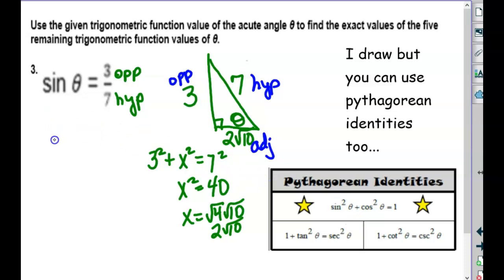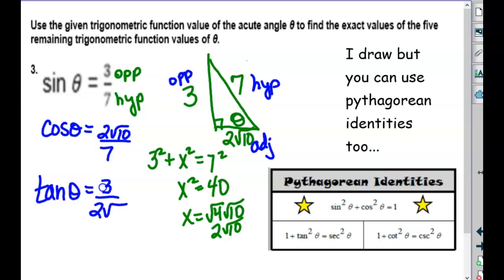I always draw. Okay, so we have to find the rest of them. We got sine. What's cosine? See if we can get this done. Cosine would be adjacent over hypotenuse, right? Tangent, anybody tell me tangent? Opposite over adjacent. What is that going to become? Three square roots of 10 over 20. Can't read that, huh?